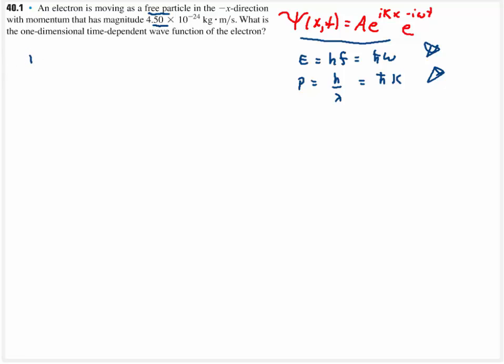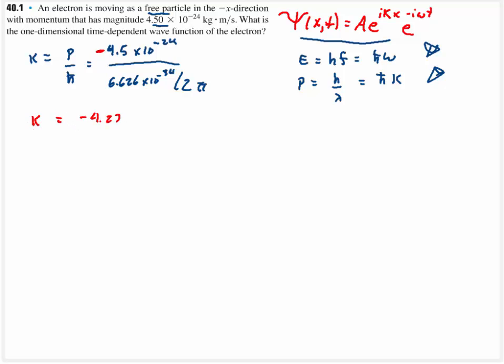So we can essentially say that this constant k is going to be equal to p, the momentum, divided by h bar. And so this is going to be 4.5 times 10 to the negative 24th divided by 6.626 times 10 to the minus 34th divided by 2 pi. Now we can't forget that this guy is going in the negative x direction, so that's going to be that negative sign just right there. And so that tells me that my k is going to be equal to negative 4.27 times 10 to the 10th with the unit of inverse meters.